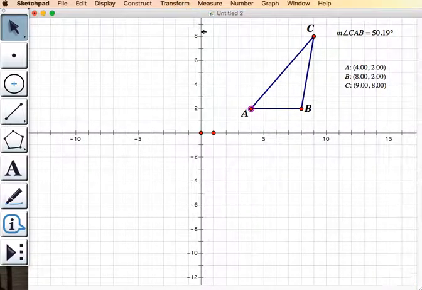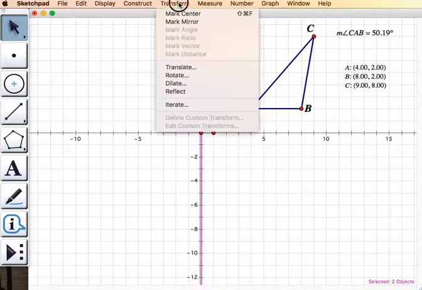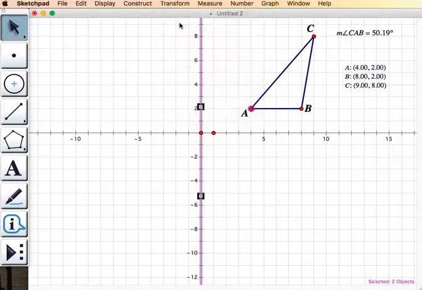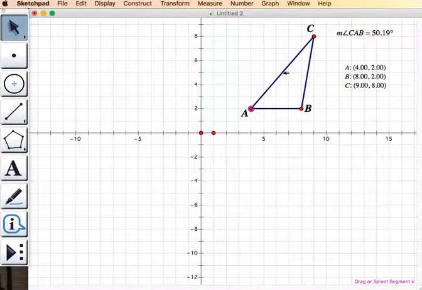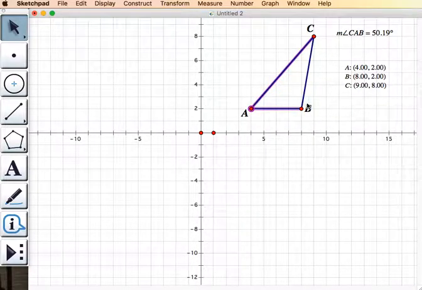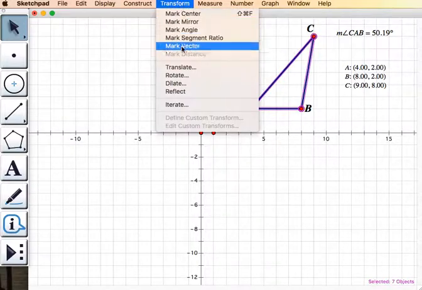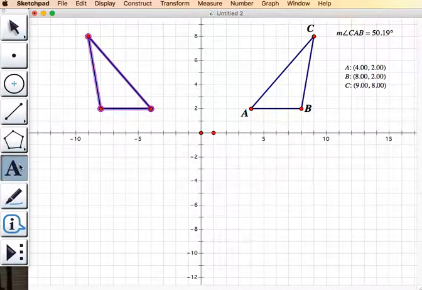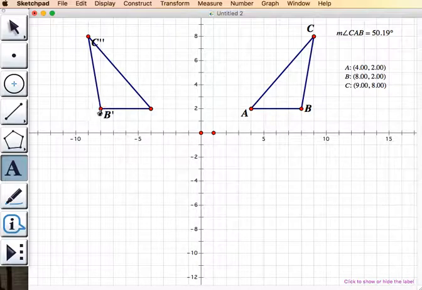So I'm going to go up here and first pick that y-axis and then mark it as the mirror. And then over here, I'm going to grab all these points and lines of the triangle, and then I'm going to tell it to reflect. And there it is, the new triangle on this side. And we'll go ahead and name those points. So they'll get names.